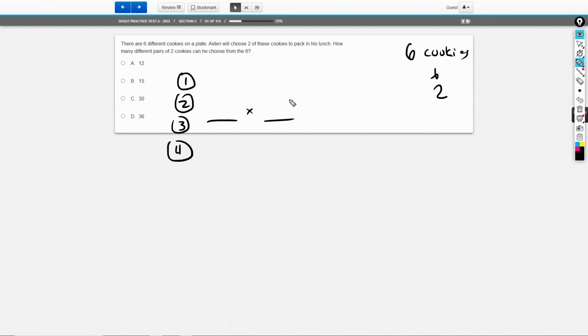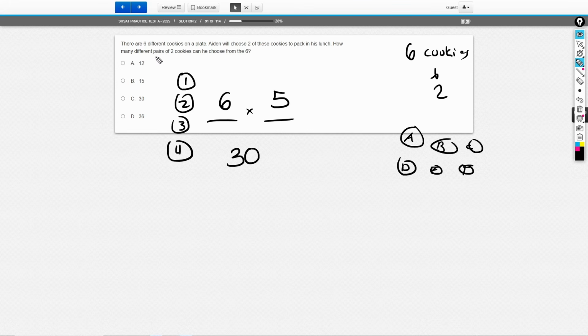So when he's looking at this plate, there's 6 cookies. There's 1, 2, 3, 4, 5, and 6. Let's say there's A, B, C, D, E, and F. So he's looking and he can choose between A, B, C, D, E, or F. So there's 6 choices on his first round. Now the second round, he's already chosen 1 of the 6. And there's only 1 of each cookie. So now there's only 5 cookies he has to choose from. And that means that there's a total of 30 different combinations.